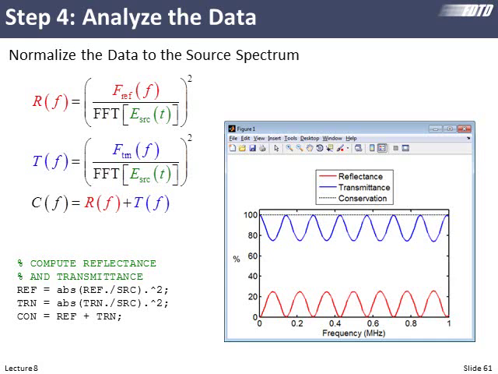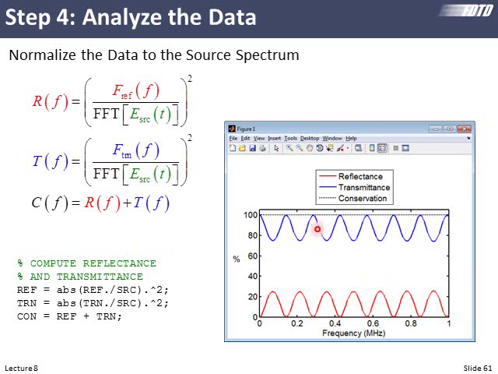Once we have these Fourier transforms, always remember to divide by the source Fourier transforms, because otherwise these will tend to look like there's less reflection and transmission at the higher frequencies, and that's not the case. That's just because there's less power in the source at the higher frequencies. So we divide to normalize, and that sort of flattens these two things out, and then if we add them together, we get our conservation curve.